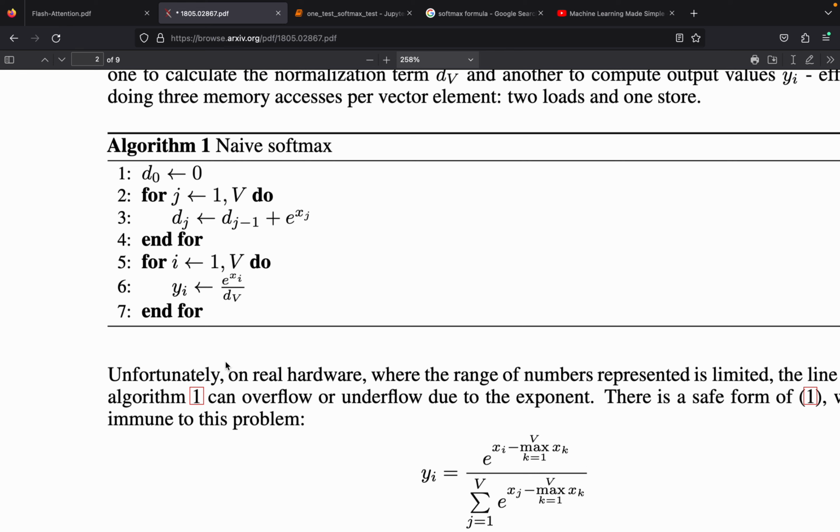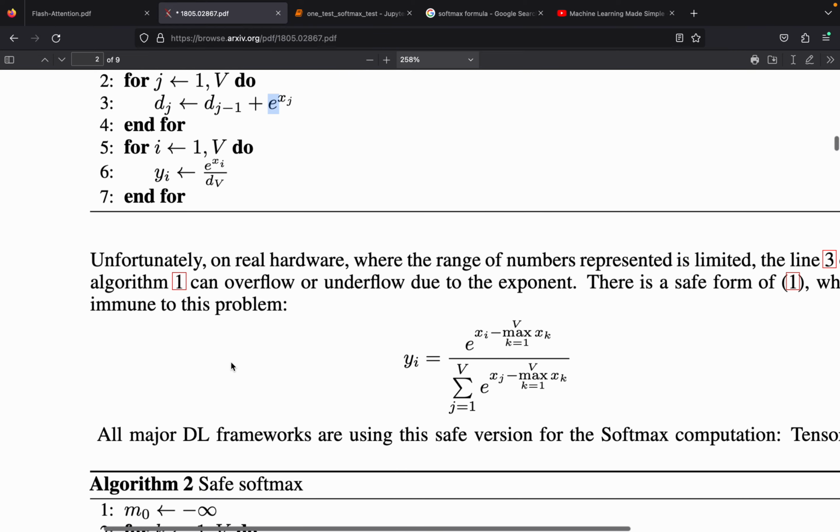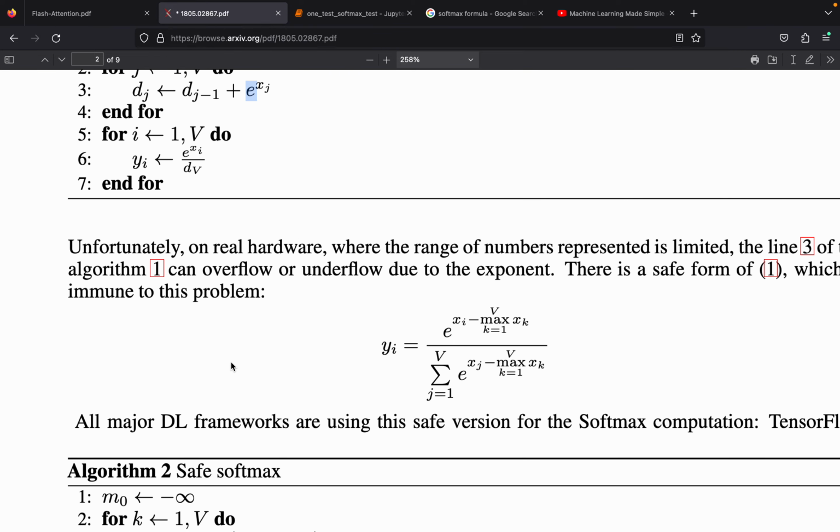As I was saying a few minutes earlier, this method has a problem of overflow or underflow, right? Because these values, e raised to a power, we all know it could be so high that we might not be able to store the values it returns, or it could be so low that we might not be able to store it. These are the two extreme ends, right? That's why we usually go with something called safe softmax.